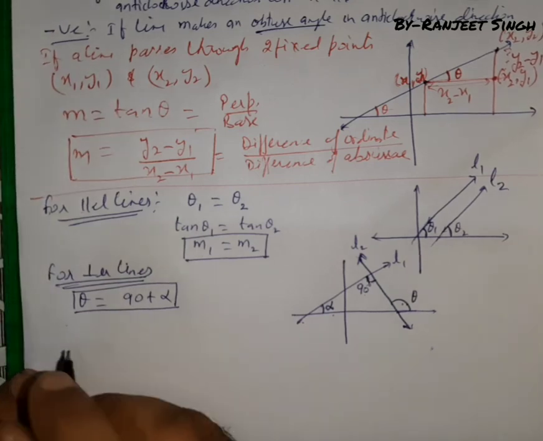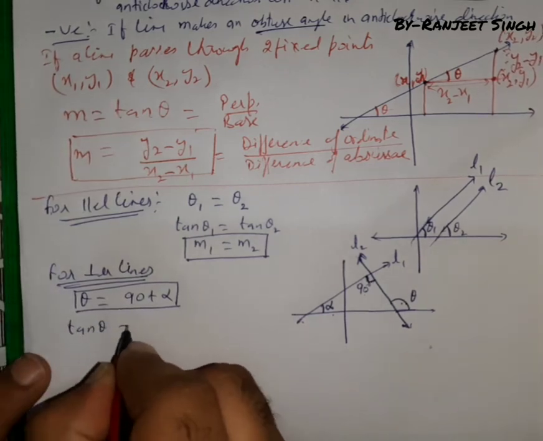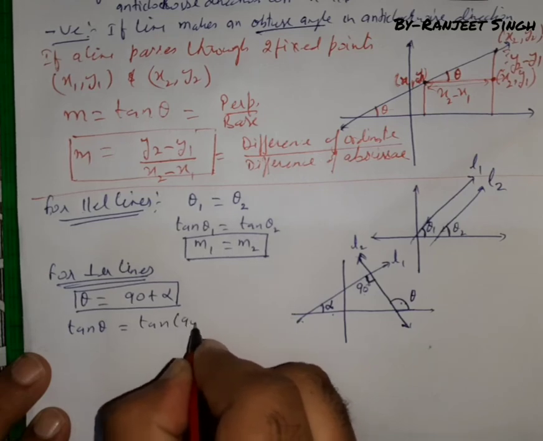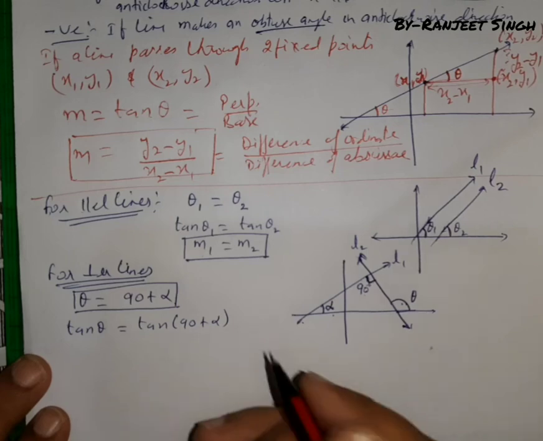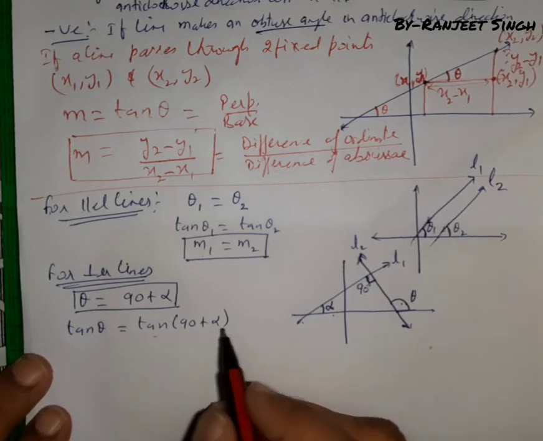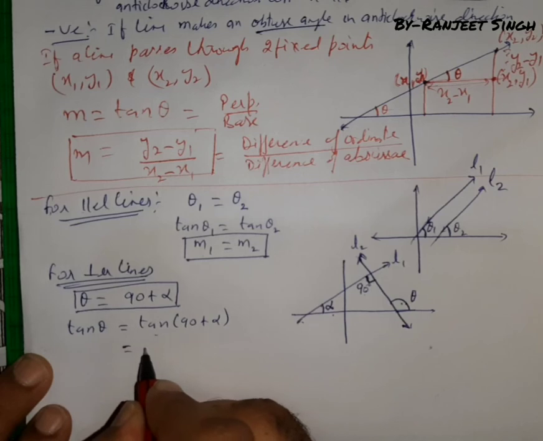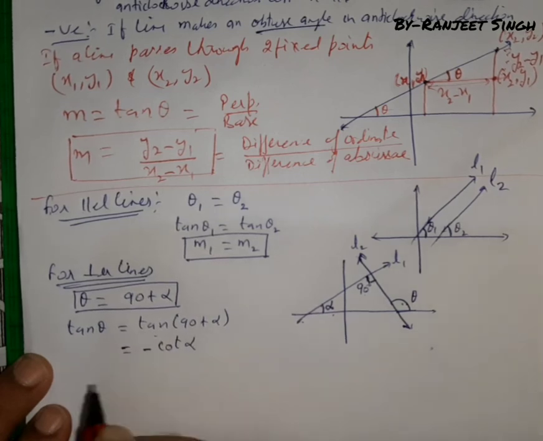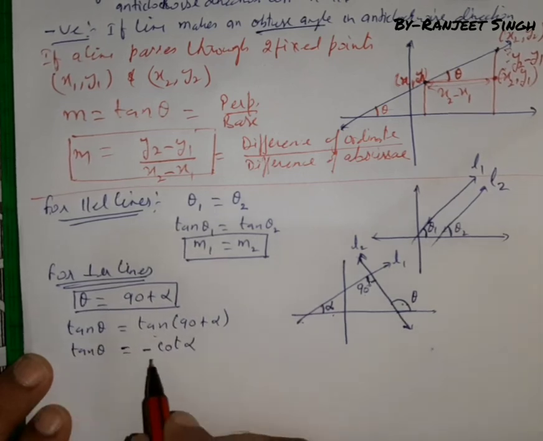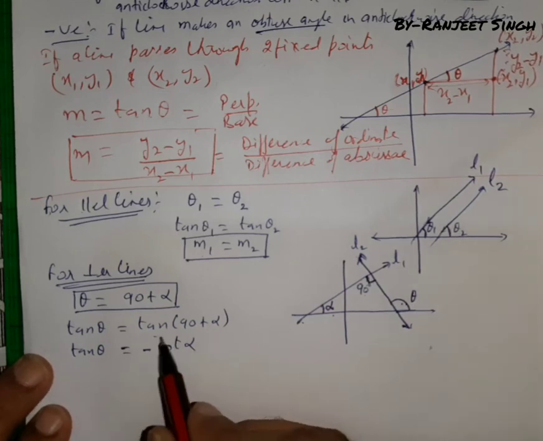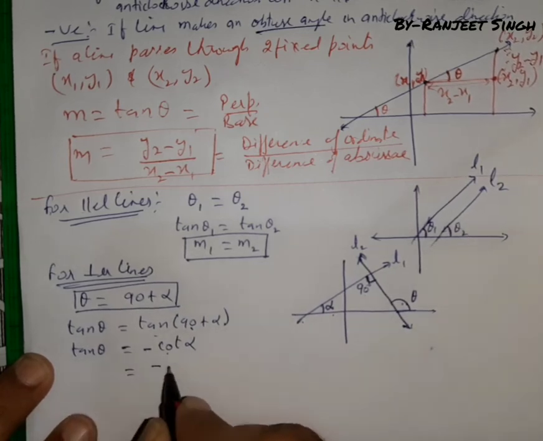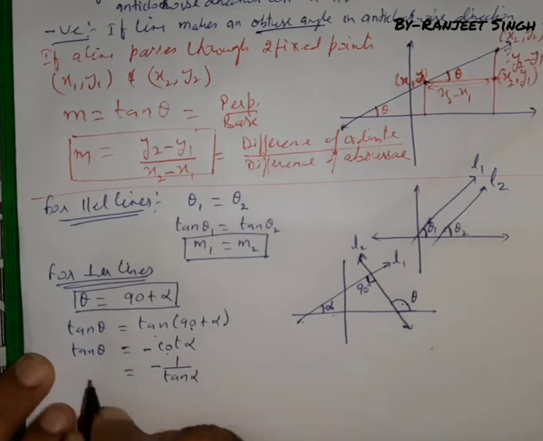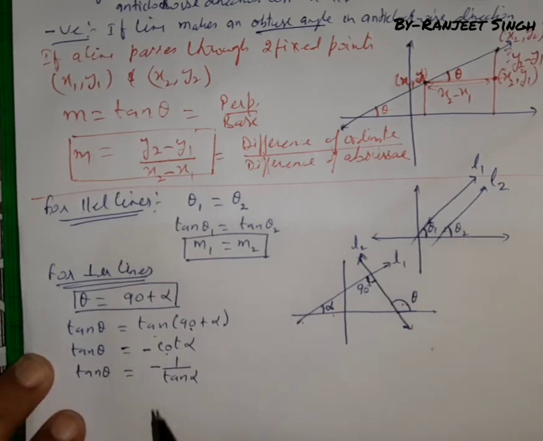Now if I am taking tan on both sides, this will be tan theta and this will be tan of 90 plus alpha. So please remember, for the time being, that tan of 90 plus alpha, or in the second quadrant, is equal to minus cot alpha. This is minus cot alpha and this is tan theta. You will learn about all these things in your next class, in class 11. So for the time being, you have to remember this: tan of 90 plus alpha is equal to minus cot alpha. So that is equal to minus 1 over tan alpha. So tan theta is equal to minus 1 over tan alpha.